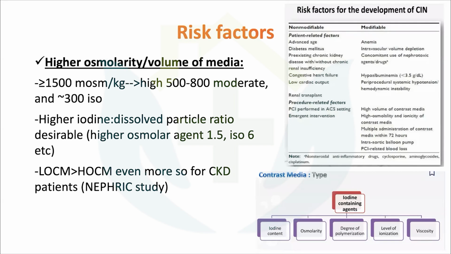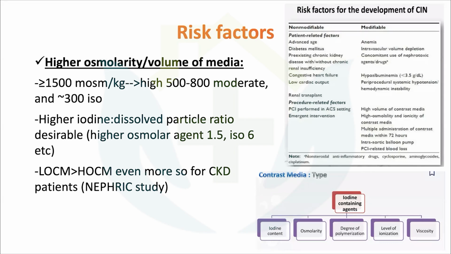They used to contribute to the osmolarity of the serum, and they were damaging because of their viscous nature. Generally, the higher osmolar agents have a lower iodine to dissolved particle ratio. They have a ratio of 1.5, and the low osmolar or the isoosmolar agents have a higher ratio. So again, I will reiterate this: the higher the iodine to dissolved particle ratio, the better.